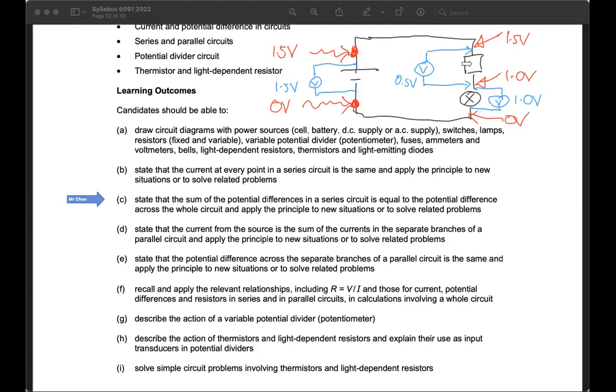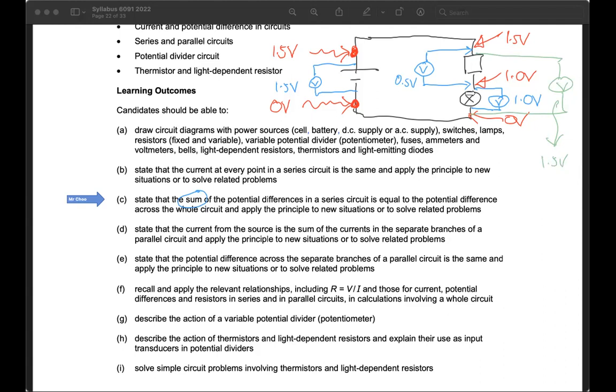Okay, so what does point C mean? Because these two are in series, if I were to add the potential difference of these two, I just need to add them. That's all. I just need to add the potential difference. Is that clear? So what do I mean by that? If I were to put another voltmeter here and here, this is the sum of these two components. So this voltmeter will show you 1.5 volt. So this is the sum of these two if they are in series.